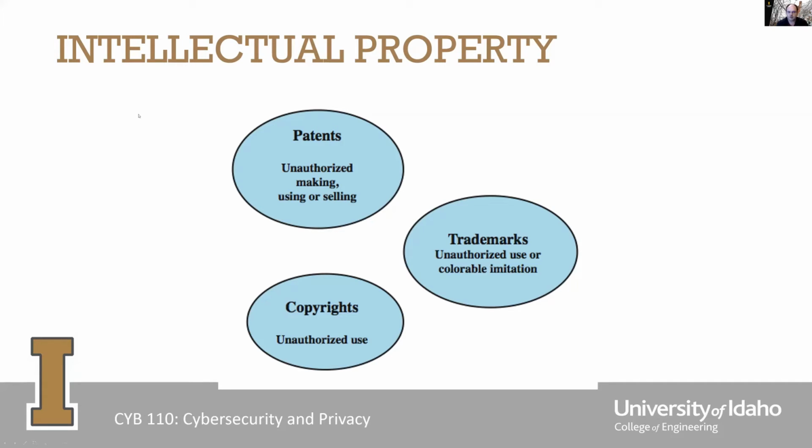How we protect intellectual property is three ways. There's patents, which is supposed to protect you against unauthorized selling, making, or using of something. We'll get to this in the next slides. There's trademarks, and there's copyrights.